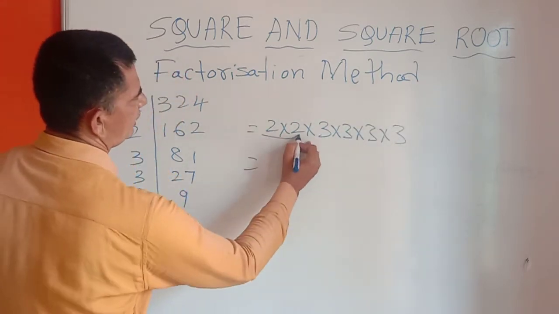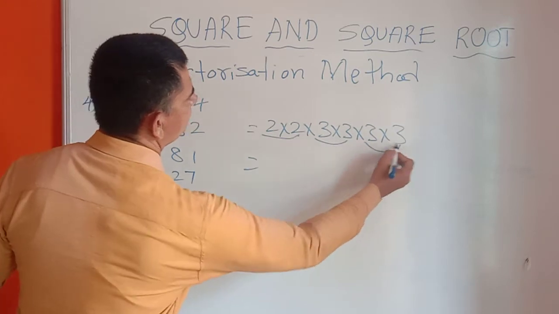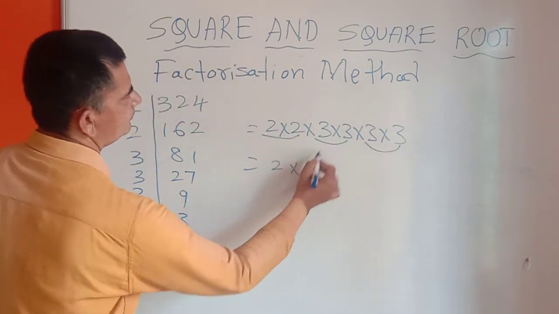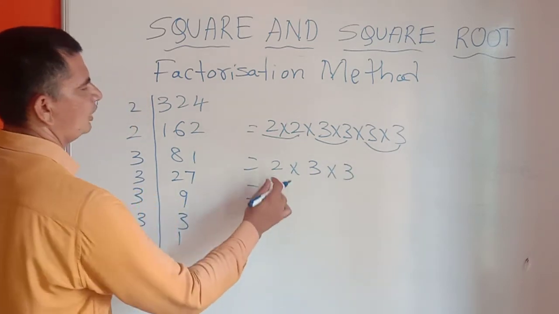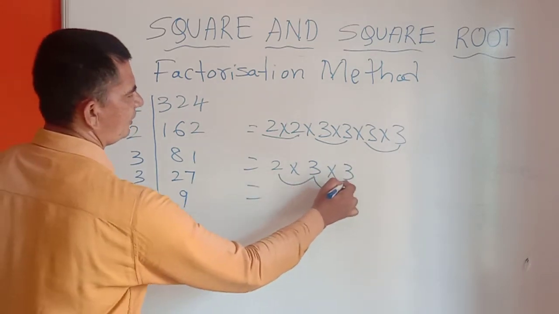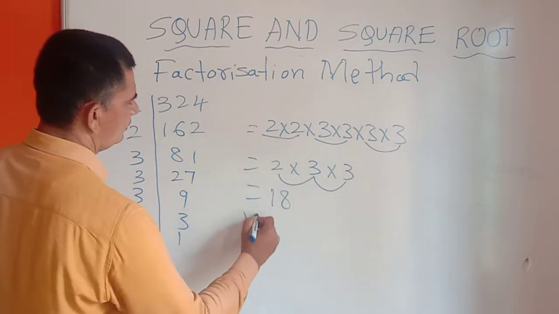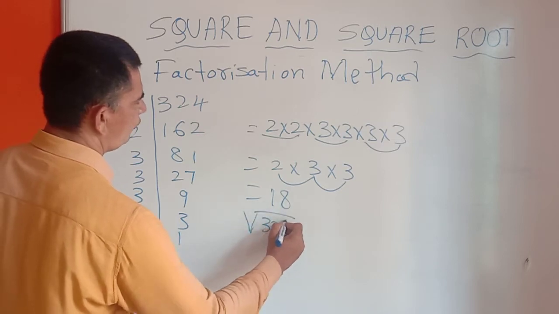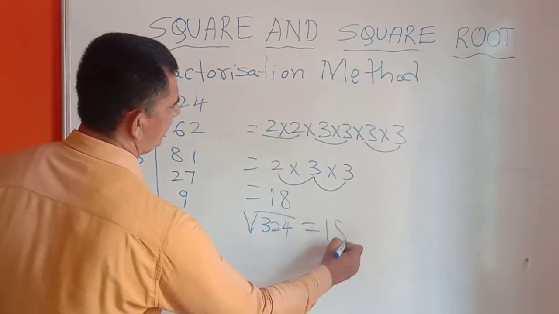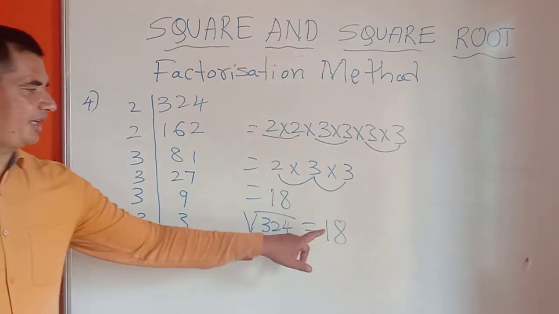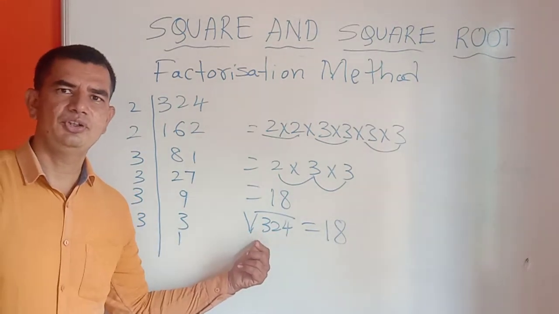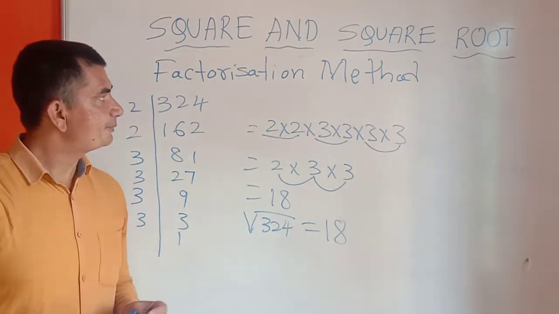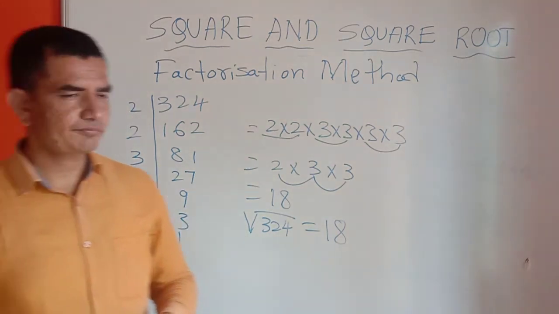Next step, we have to make groups of 2. Here we have to take only one. Here we have to take only one. And here also we have to take only one. Now 2 3s are 6. 6 3s are 18. Now the square root of 324 is equal to 18. If you multiply 18 two times, 18 into 18, definitely you will get 324. Friends, this is the factorization method.